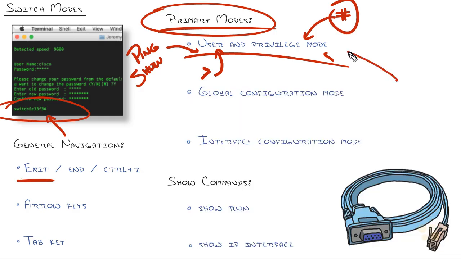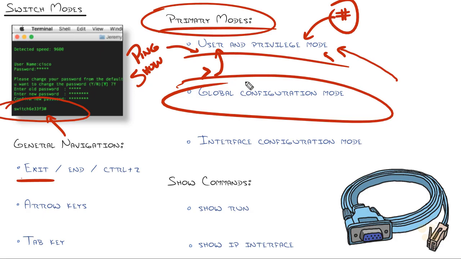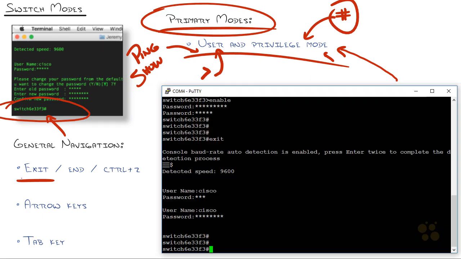Now, user and privilege mode are nice because they allow us to verify things on the switch, but you can't configure anything from user or privilege mode. It's like logging into Windows and staring at the desktop. You may be able to see what's running in Windows, but you actually have to click and open a program to do anything. So our first configuration mode is known as global configuration mode. The way we get there is by typing in configure terminal.